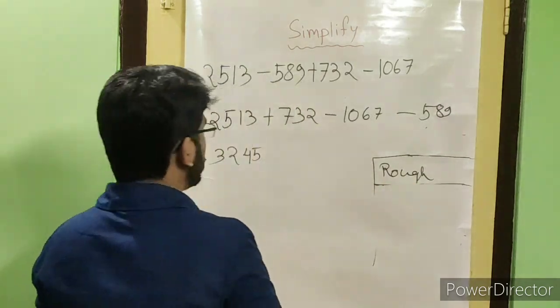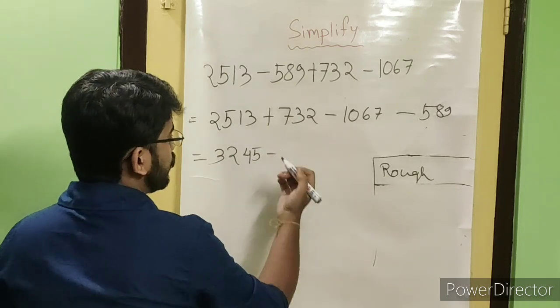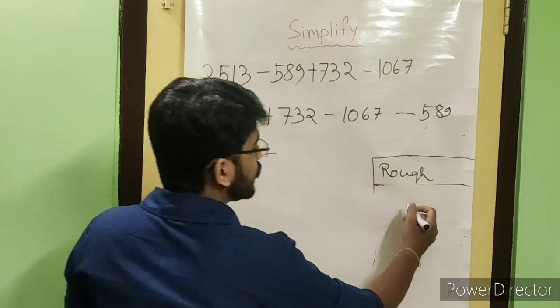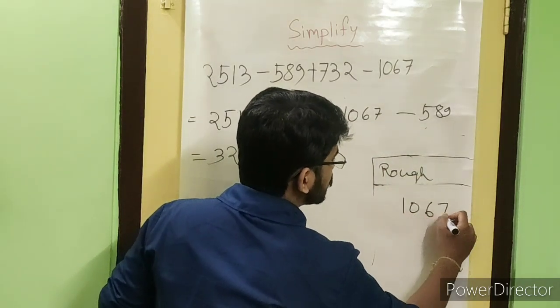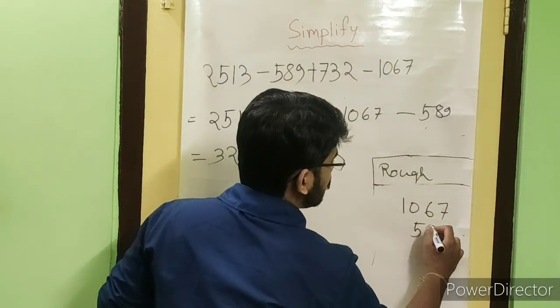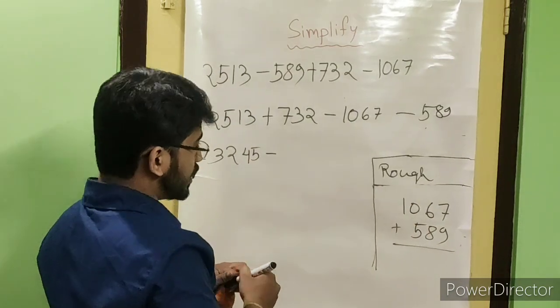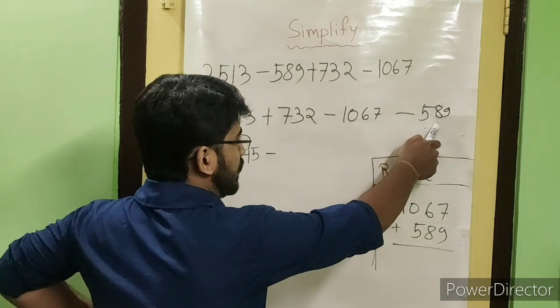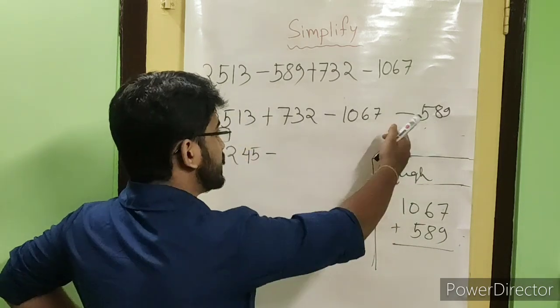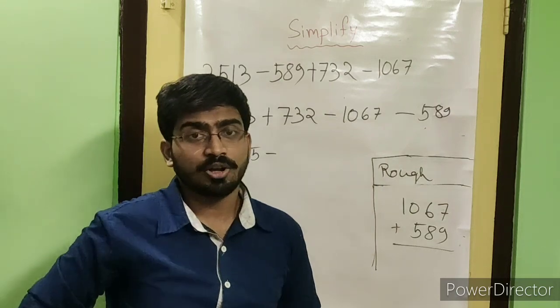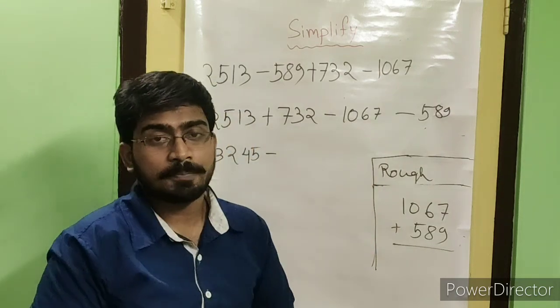After that, we need to put the minus symbol which is there. Okay, after that we need to add 1067 and 589. Yes, a question may be there that, sir, before 589 a minus symbol is there and before 1067 again a minus symbol is there. So why should we add this?